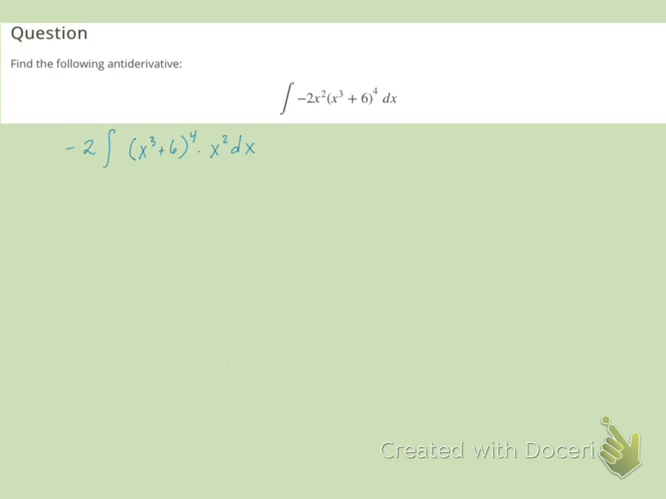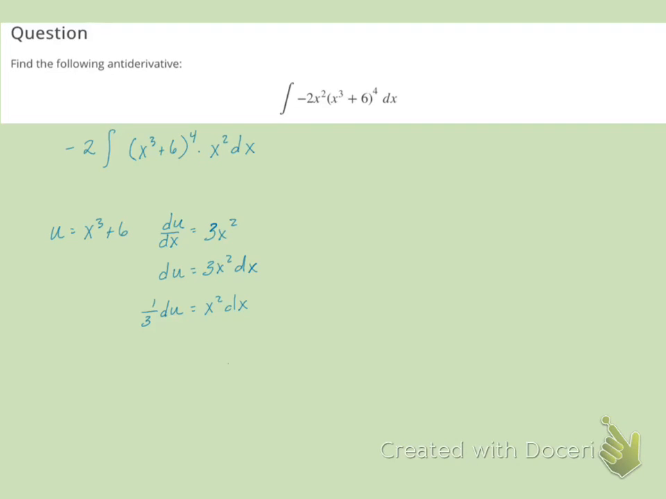And now I'm going to use a u substitution. I'm going to let u equal x cubed plus 6. And if I take the derivative of this, I'll have du dx equal to 3x squared. And I can multiply both sides of this by dx, getting this equation here. Now I'm thinking about making this substitution, and I don't have a 3x squared, I just have a plain x squared. So I'm going to divide both sides by the 3 and write 1/3 du equal to x squared dx.